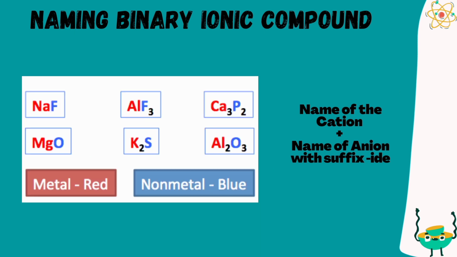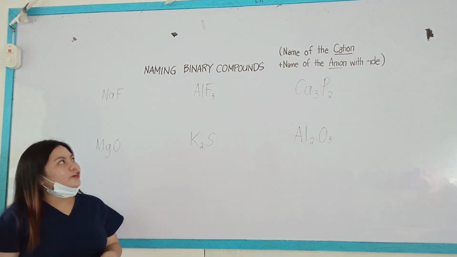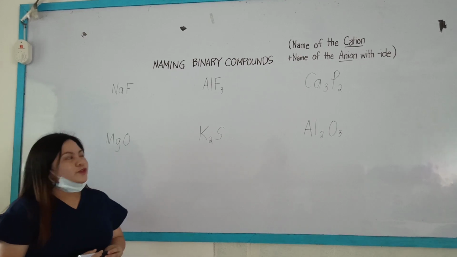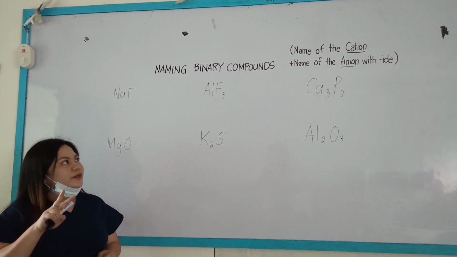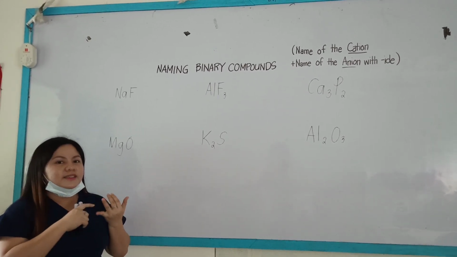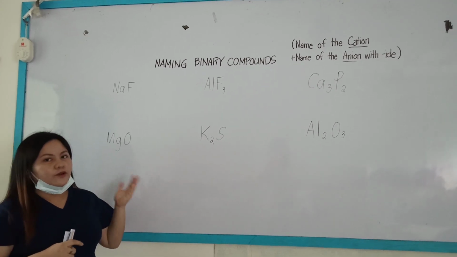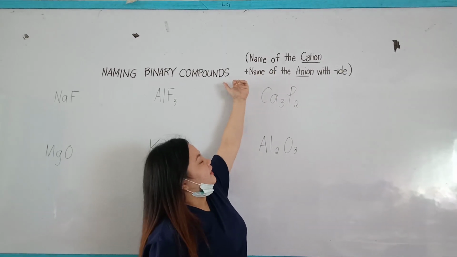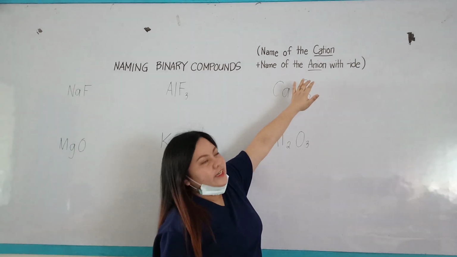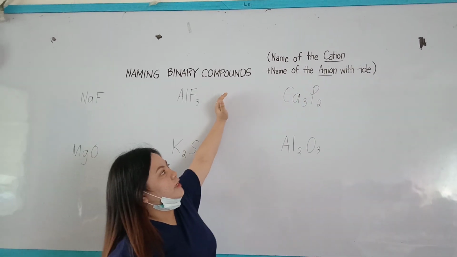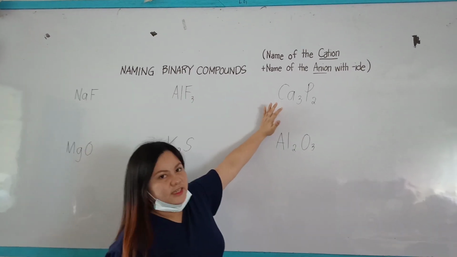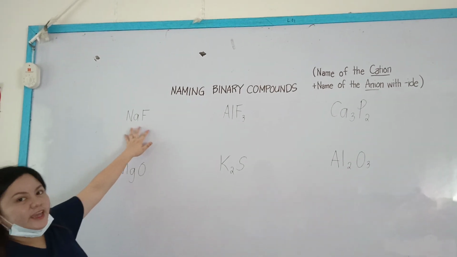Okay, so let us determine the names of the following compounds. So here is the process on how to name binary compounds. Binary compounds are composed of two elements, wherein it is metal plus non-metal, because we have an ionic compound. In an ionic compound, the metal is the cation and the non-metal is the anion. In naming them, we just have to use the name of the cation plus the name of the anion with suffix IDE. Example, we have NaF.